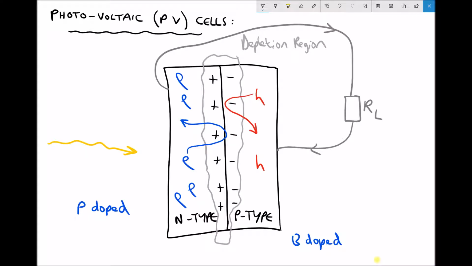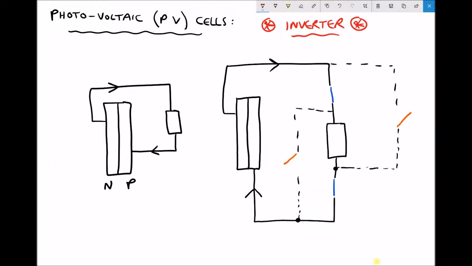Okay, so finally, let's look at how we convert that DC current into an AC current. Okay, so what we're going to look at here is very much a simplification of a component called an inverter. And an inverter is used to convert DC to AC as it travels through a load.